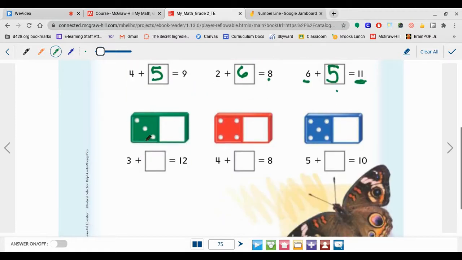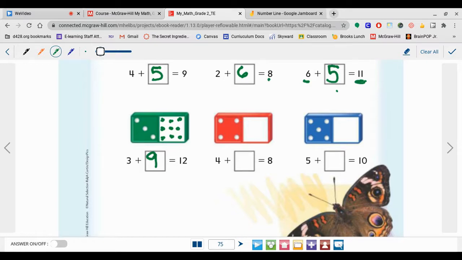The green one down here, I've got 3, and I need to get to 12. So how many dots will I put in here? Well, let's go ahead and keep counting. So I start at 3, so I'm going to keep going from there. 4, 5, 6, 7, 8, 9, 10, 11, 12. Wow, that was a lot. How many dots did I have to draw in there? Well, I had to draw 1, 2, 3, 4, 5, 6, 7, 8, 9. So 3 plus 9 is going to equal that 12.